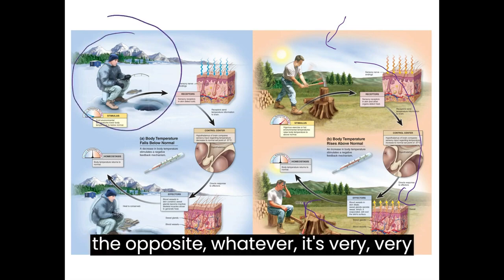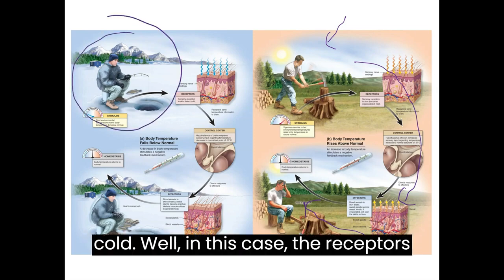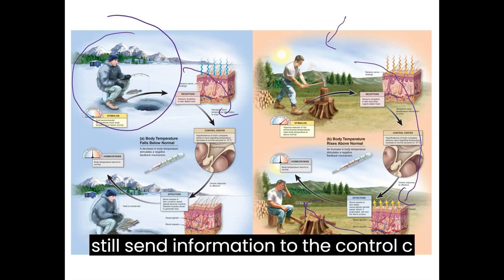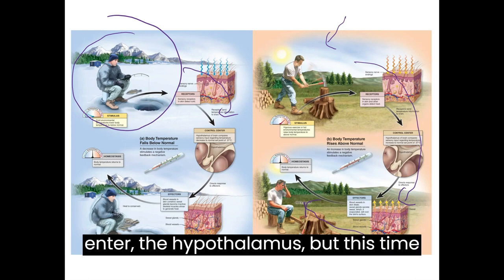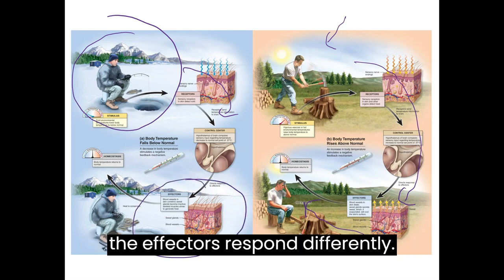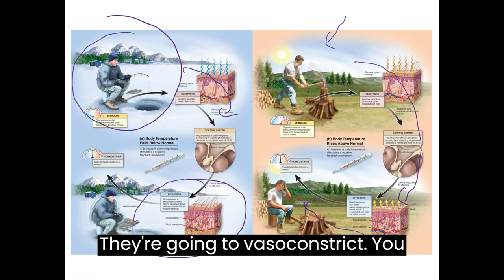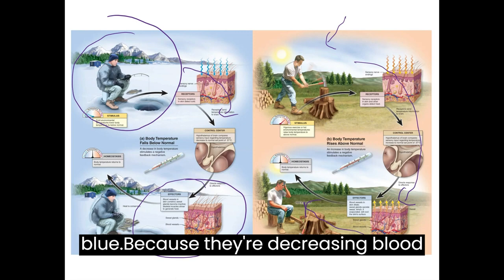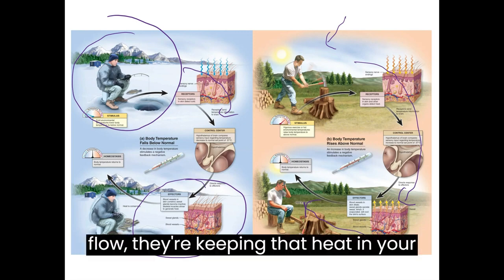Well, the opposite. What if it's very, very cold? Well, in this case, the receptors monitor that it's cold outside. They still send information to the control center, the hypothalamus, but this time the effectors respond differently. They're going to vasoconstrict. You might notice that your fingertips turn blue because they're decreasing blood flow. They're keeping that heat in your core.